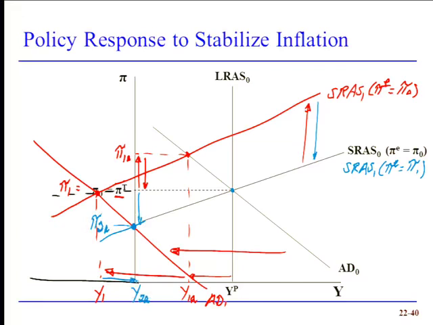Whoops, now inflation's too low. So what does the central bank have to do? Now we have to switch to an expansionary policy. In fact, we have to go back to right where we were. And then that'll take us to point 2, where now with all these gyrations, economic output is back at potential, and the inflation rate is still at the target rate.